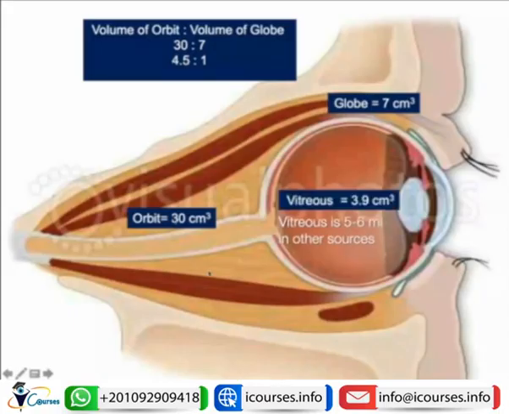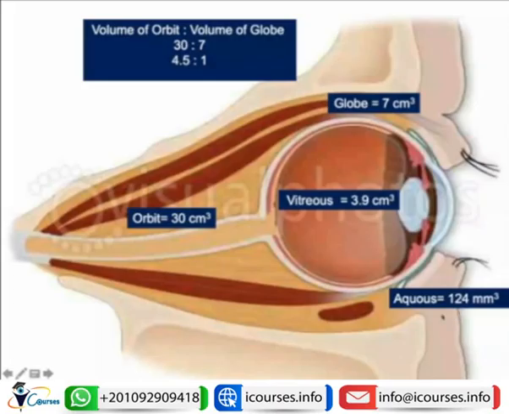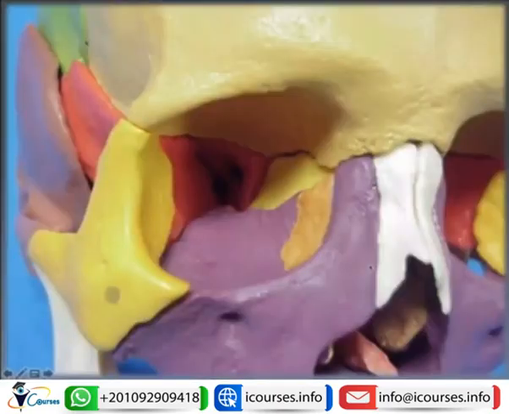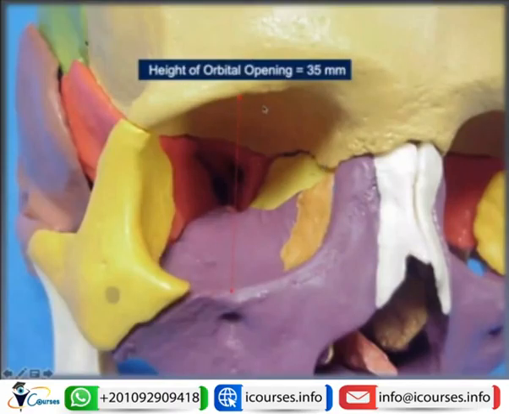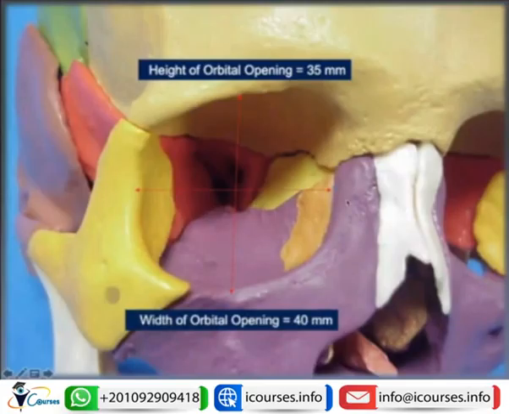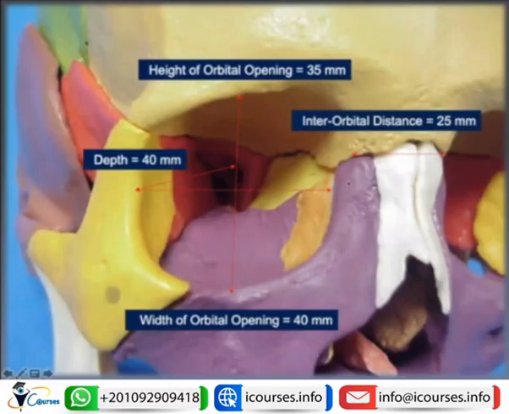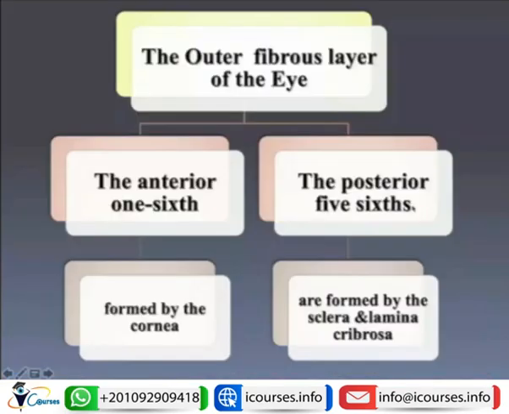So let's get back to our lecture. The aqueous volume will be about 124 millimeters square. These are some important facts. The height of the orbital opening is about 35 millimeters, while the width of the orbital opening is about 40 millimeters. The depth of the orbit is 40 millimeters, and finally the interorbital distance is about 25 millimeters. So these are just some important anatomical facts regarding the eye.